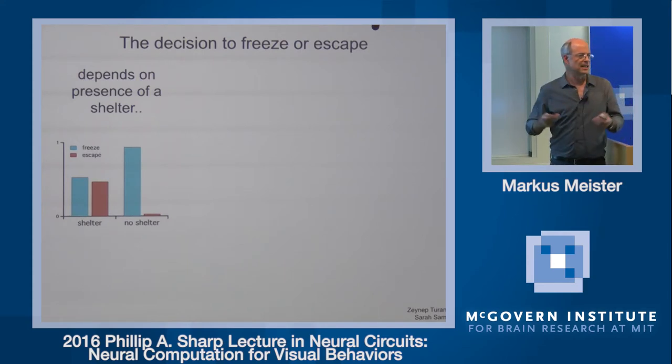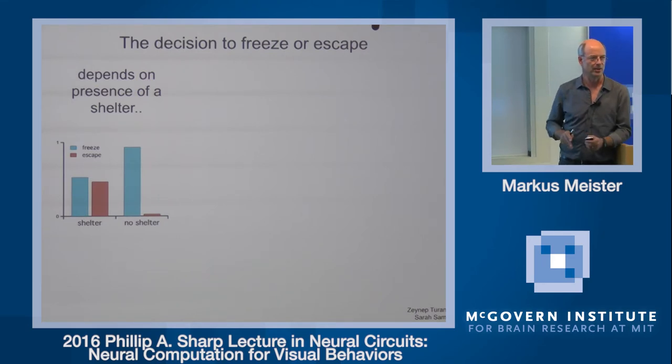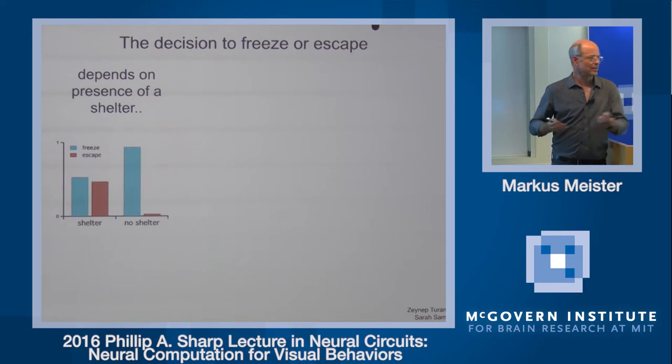And this, you know, makes sense. If there's no place of safety, then your best choice is probably to try and fade into the background and hope that the owl hasn't spotted you yet. Now, we wondered whether the animals make this choice about escaping or freezing at the moment that the threat appears. Do they assess their environment, look around, and then decide to run to shelter? Or is something else involved?